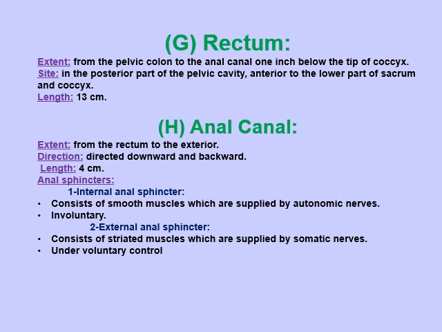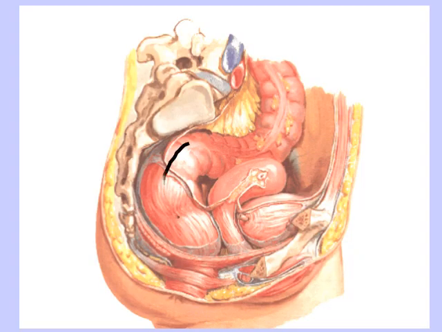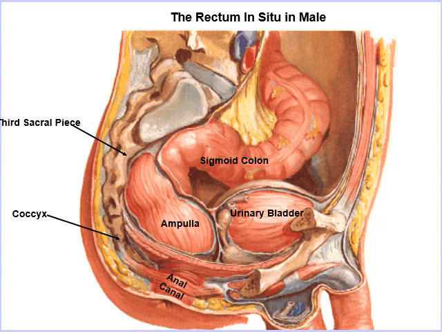We must remember that the anal canal is controlled by two important sphincters, internal anal sphincter and external anal sphincter. The internal is formed of smooth muscle and supplied by autonomic nerves. The external is striated muscle and supplied by somatic nerve. This is the rectum and rectal curvature. The lower part is the anal canal.